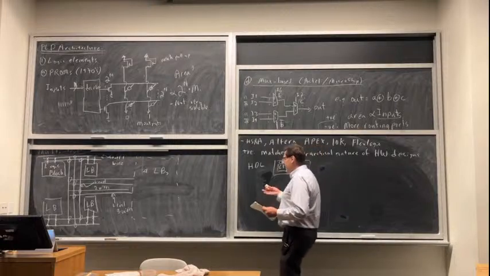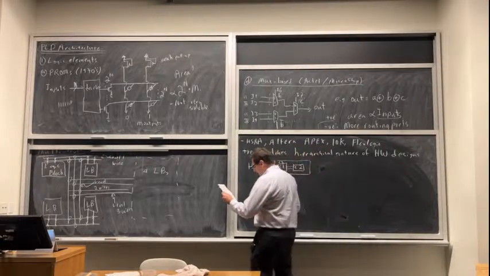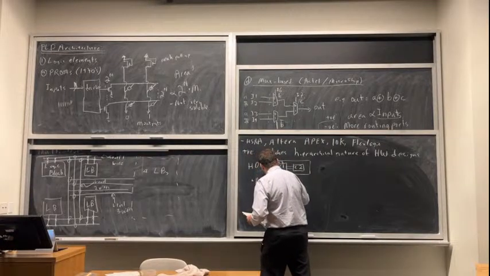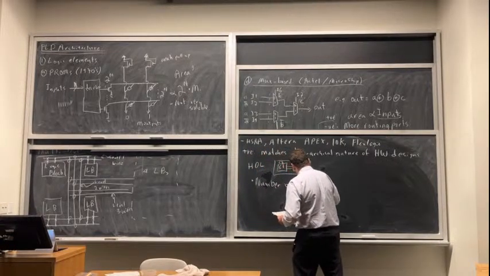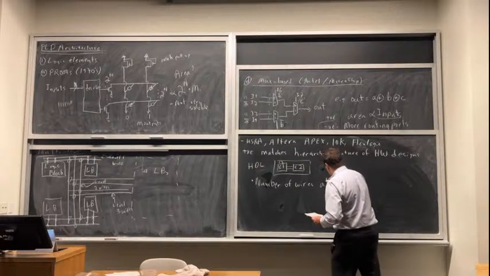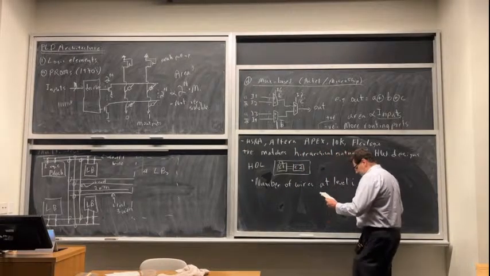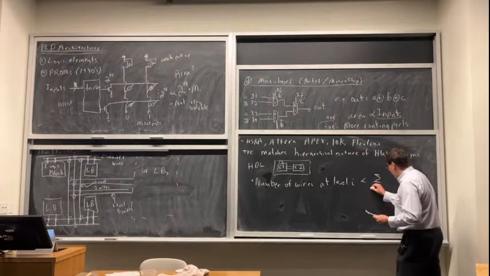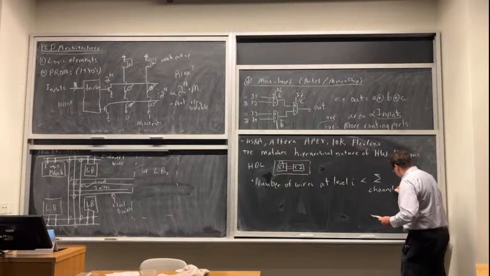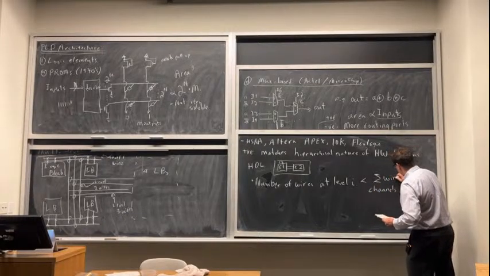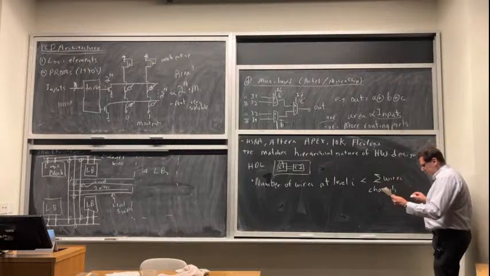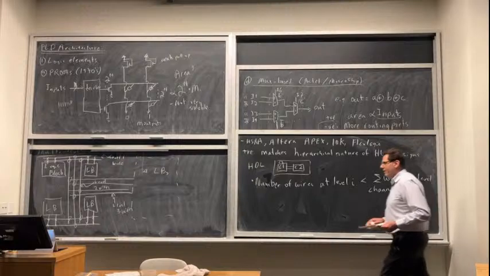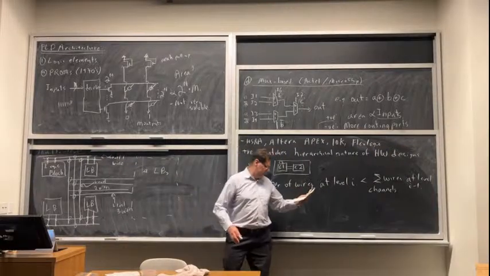Okay, so we can actually analyze that. Let's write that more formally. The number of wires at level i is less than the sum over all of the channels of the wires at level i minus 1, the lower level. Which is what I just did with a couple of examples over here. That's just writing the general formula of that.